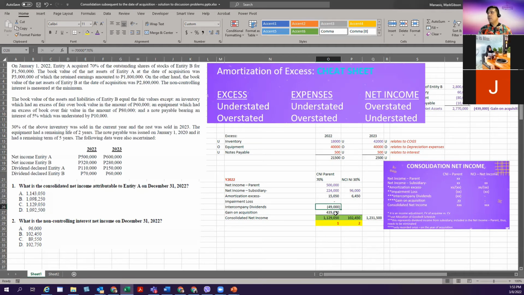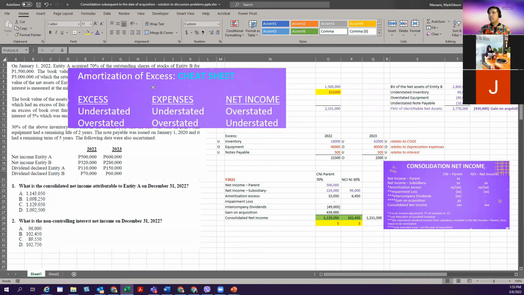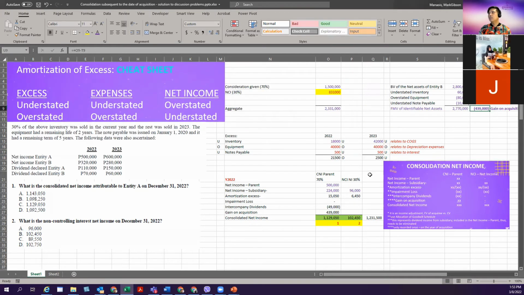And then finally, we have the gain on acquisition. This is what we computed earlier: 439,000. Remember that the gain on acquisition is only taken up once, during the year of acquisition. So the following year, this should no longer be there. Okay? So we'll just get the sum.